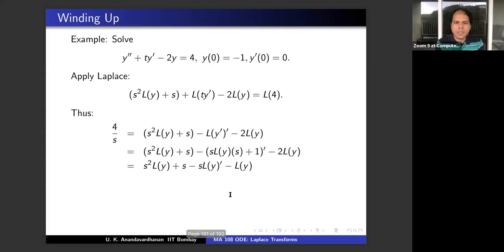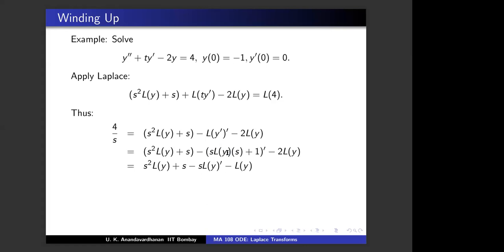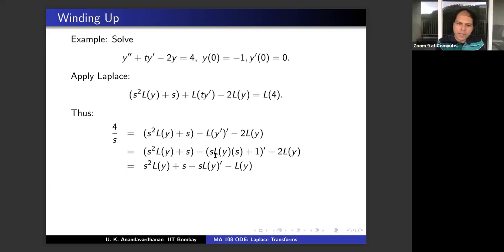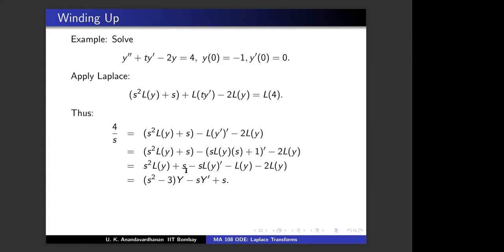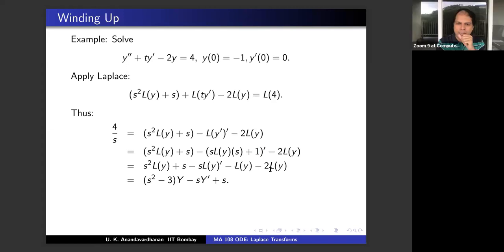In the next step, it is s Ly prime plus Ly, right? Plus, you are using the product rule: s Ly prime plus L of y with a minus sign. So minus L of y. Derivative of 1 is 0, right? So minus 2L of 1. You got this. So you can write this as s square plus 3 minus 3y minus sy prime plus s.